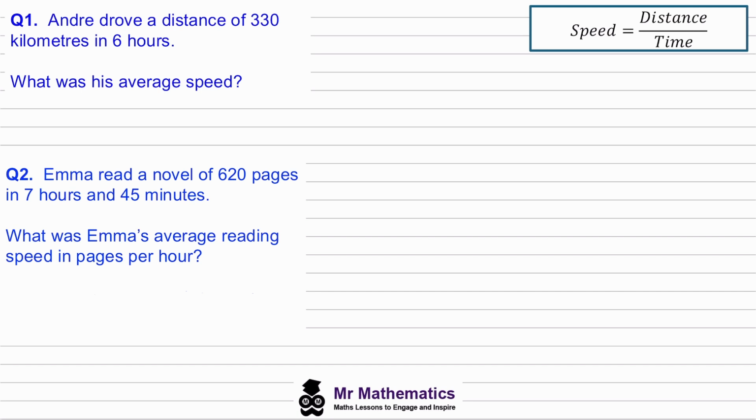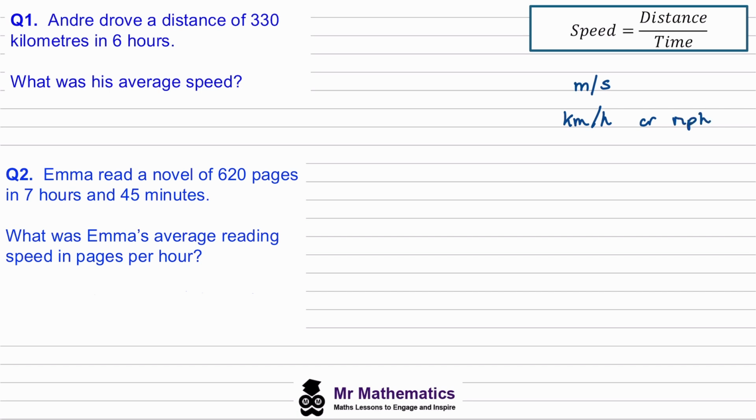So it's important that we understand that speed is a measure of the distance covered in 1 unit of time. So if a unit of time is in seconds, the speed would be meters per second. If a unit of time is in hours, well, this would often be kilometers per hour or miles per hour.